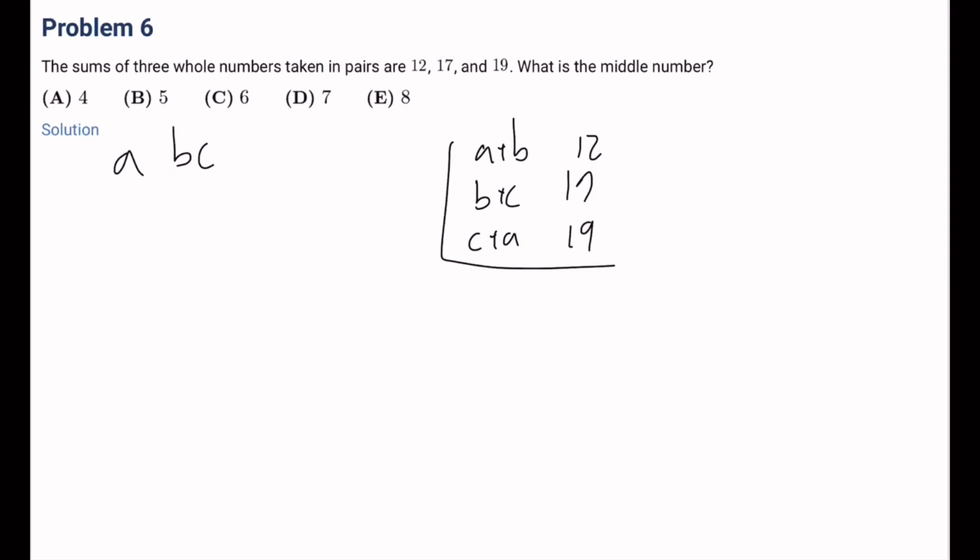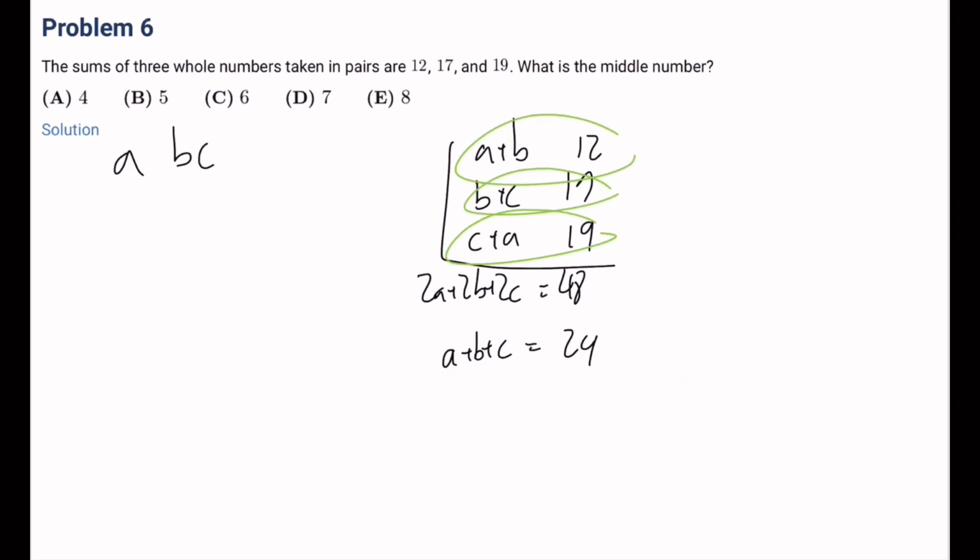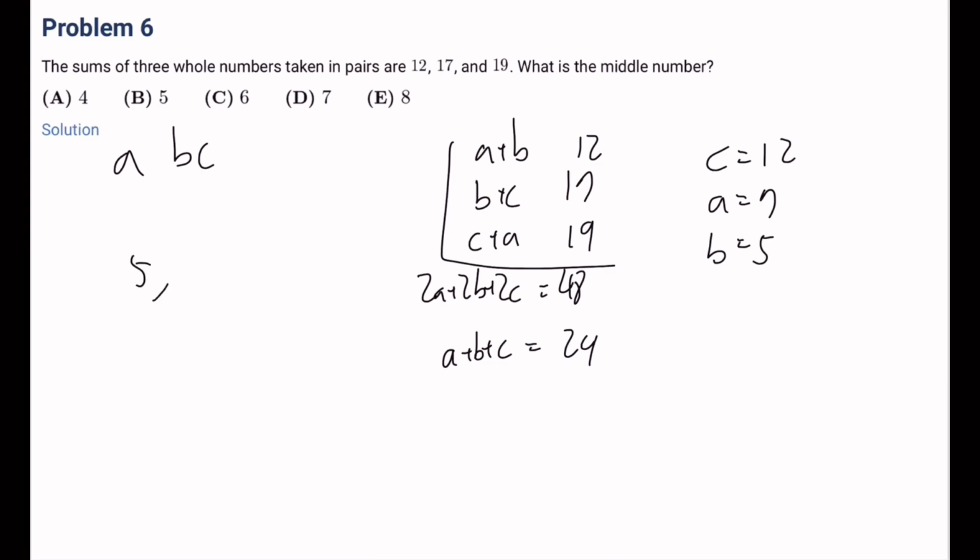So if we add them all up, that gives us 2A plus 2B plus 2C equals 48. Dividing by 2, we get A plus B plus C equals 24. And comparing these 3 to this one, we can get each of the A, B, C values. So from this one, we get that C equals 12. And from this, we get that A equals 7. And from this and this, we get that B equals 5. So our numbers are 5, 7, and 12, and our middle number is 7. So that's the answer, it's D.